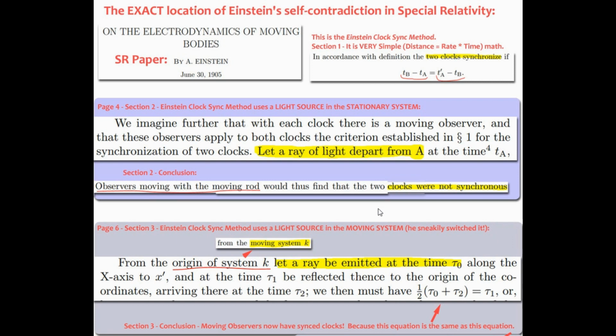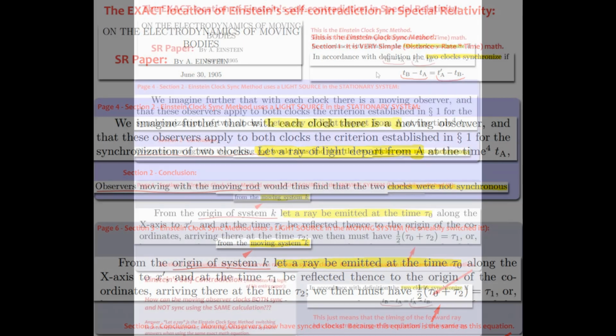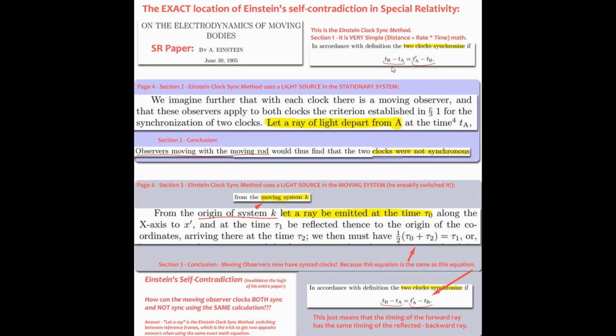Or instead of thinking of true and false, it's clocks are synchronized or clocks are not synchronized. And the scenarios in conflict both involve the moving observers. So therefore, Einstein is using his simple calculation formula to tell us that moving observers' clocks are both synchronized and not synchronized. This is his self-contradiction.